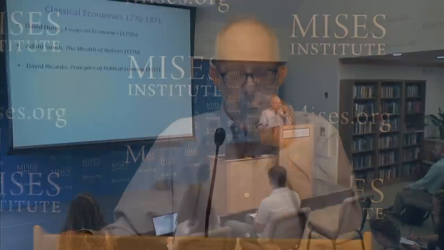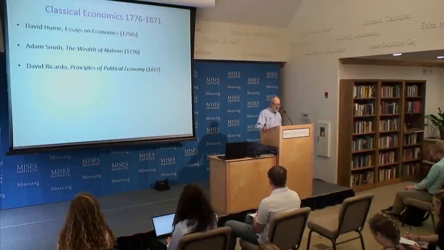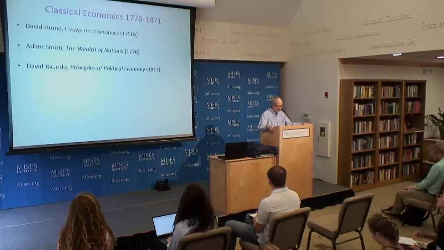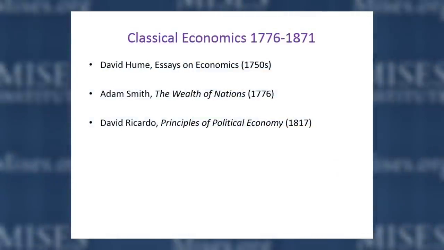Now, when Menger was writing, the dominant school of economic theory was the classical school, the British school. And there were three eminent classical economists, David Hume, Adam Smith, and David Ricardo. And Menger did not downgrade the accomplishments of these economists. What he wanted to do was to put what was true in their system, and there was a lot of truth in the classical system, on firm foundations and then complete it.